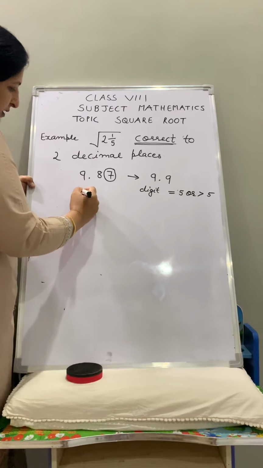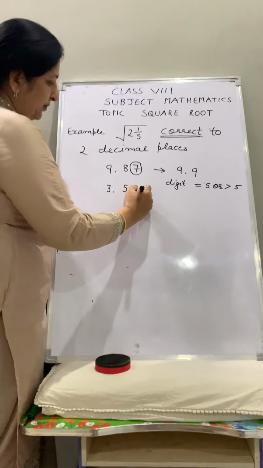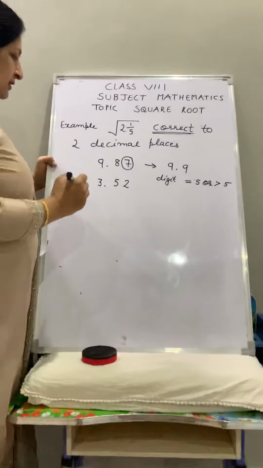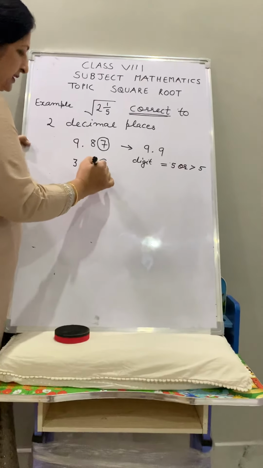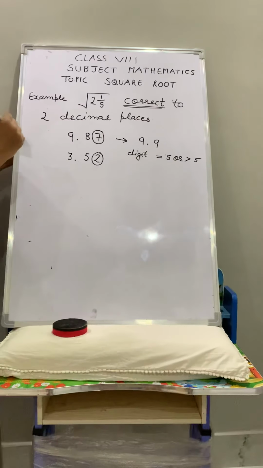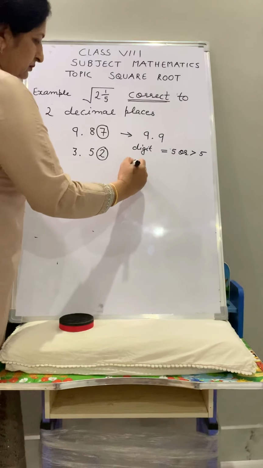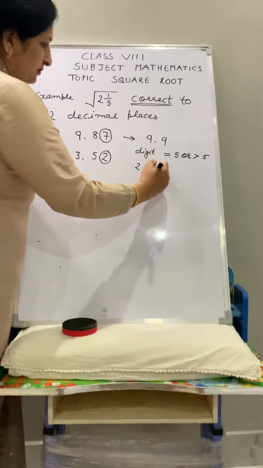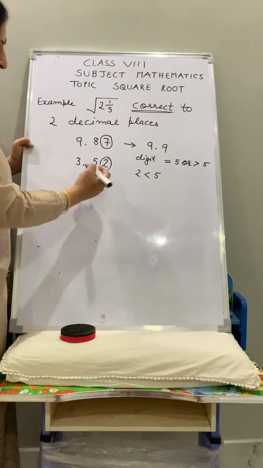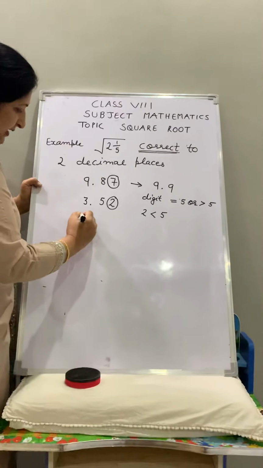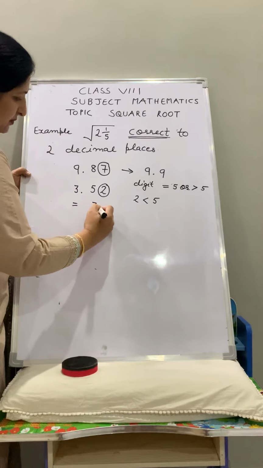Again, 3.52. You have to write it correct to 1 decimal place. It means you have to encircle 2. It is 2. Digit 2 is less than 5. So we will not increase the 5. We will write here only 3 decimal 5 only.